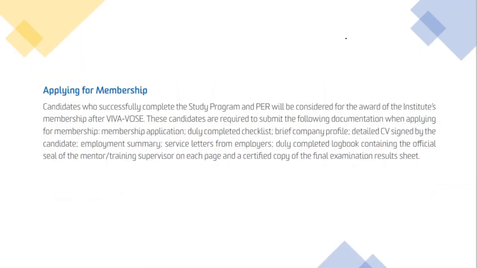So at the viva, candidates are supposed to bring their membership application, a completed checklist, a brief of the company that you're working at the moment, your current CV, your employment summary, your service letters, your duly completed logbook to prove your practical experience, as well as the certified copy of your final examination. If all are in line, you will be getting your CMA membership.